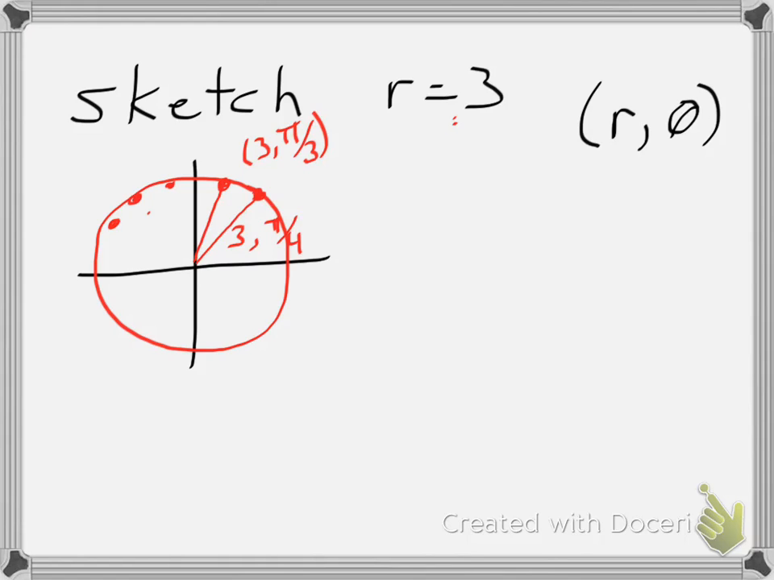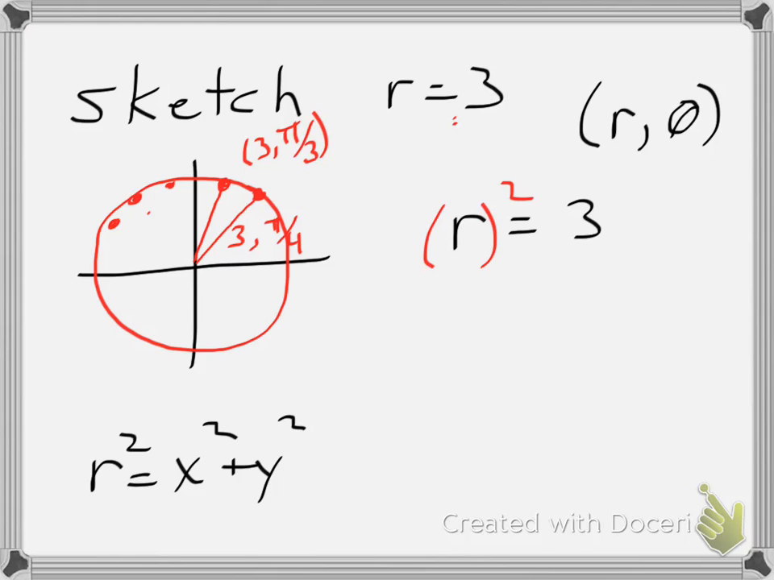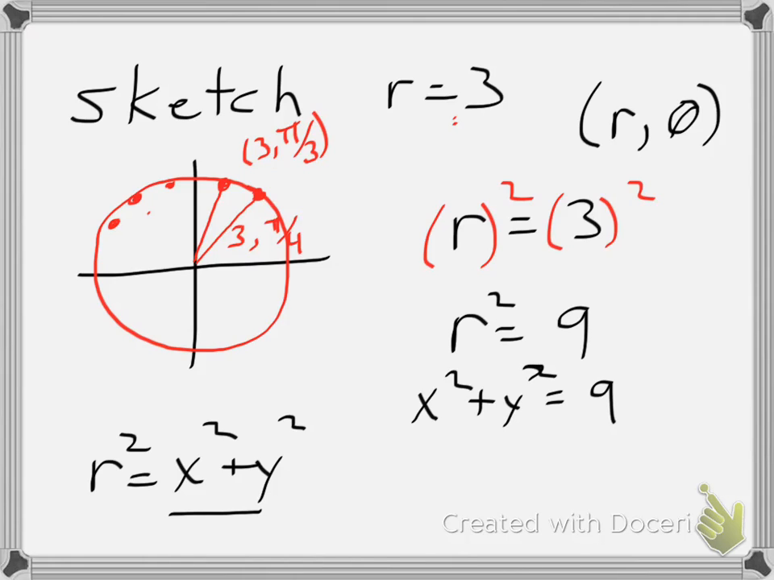Another way of verifying this is changing this to rectangular coordinates. Trying to find a useful substitution, I know that r squared can be substituted as x squared plus y squared. That's one of my polar substitutions. I can square each side here, and that gives me r squared equals 9. R squared again is this, so x squared plus y squared equals 9 in rectangular coordinates.